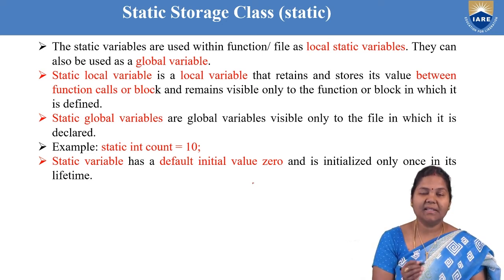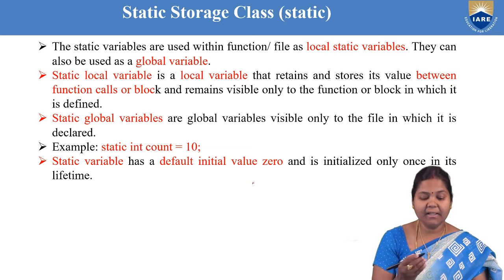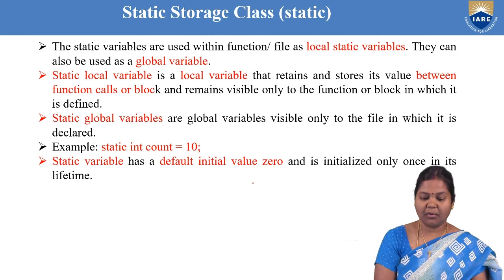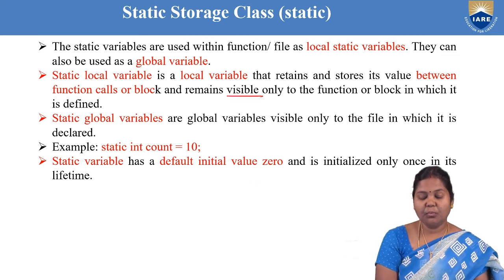Whenever a variable is declared to be a static local variable, then that variable will retain its previous value during the function calls. But a normal local variable, whenever the scope of the function is over, or when you reach the end of the function, its value is again reinitialized to 0, or the default value. But in case of static variables, it retains the value during function calls or blocks, and it remains visible only to the function or block in which it is defined.